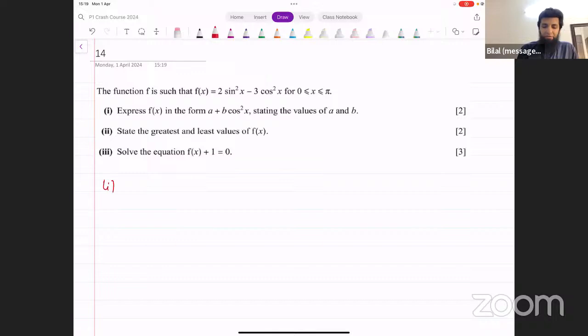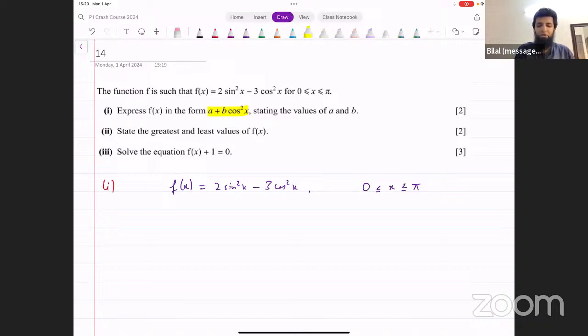Okay, so now we have a function that has sine squared and cos squared. Let's see how to deal with functions like these. f of x equals 2 sine square x minus 3 cos square x, and the domain is from 0 to pi. In the first part, it says express f of x in the form a plus b cos square x, stating the values of a and b.